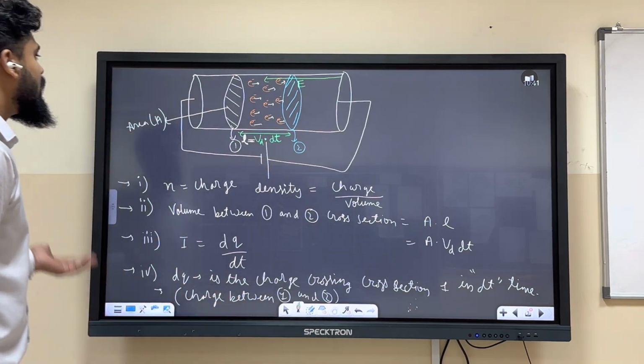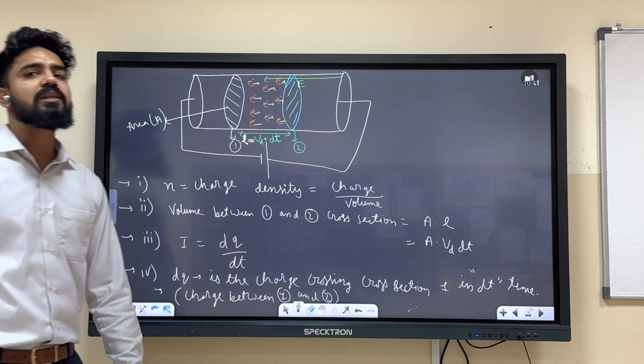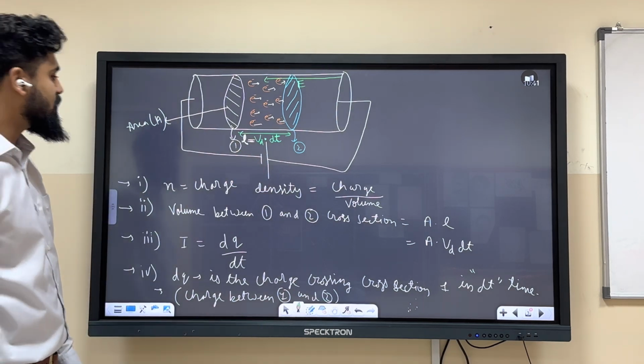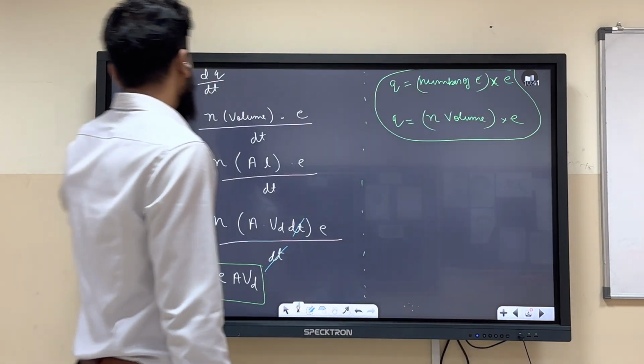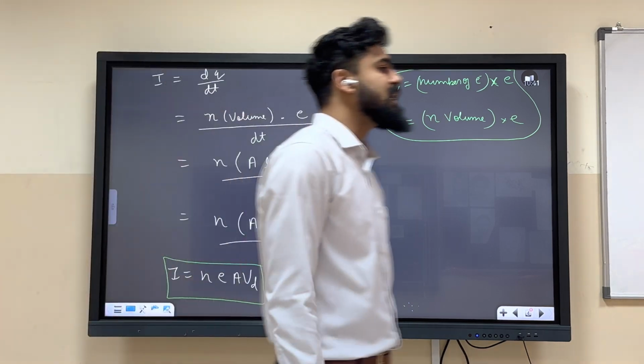Now, how can we write volume? Volume is nothing but area into length. Length is just drift velocity into dt. This was the important part. After that, everything is easy. So I equals dq by dt, into volume into charge of electron upon dt. L is nothing but drift velocity into dt, done. So I comes as nevA.